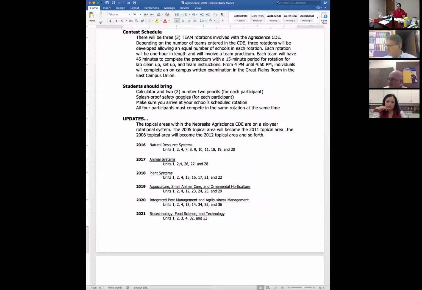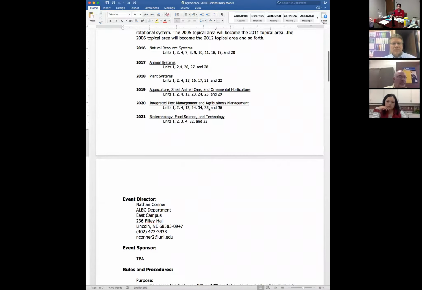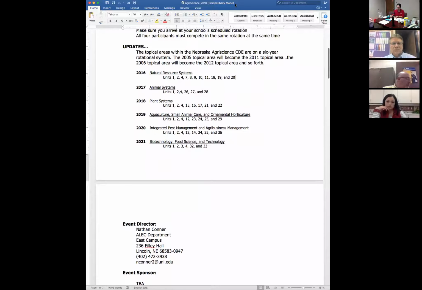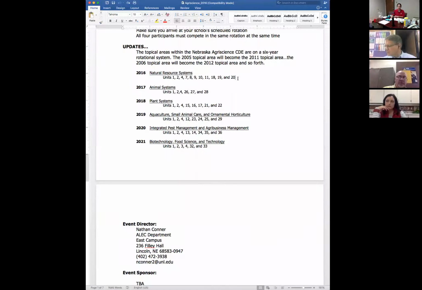But if you notice in the Nebraska Career Development Event document, those optional units are included under every year's rotation. So if you just go by what's under natural resource systems for 2016, you will cover every unit that material could be taken from and used on the event. That should cover all bases there.